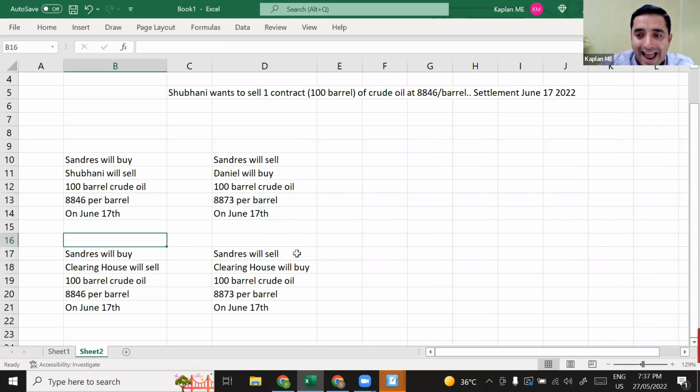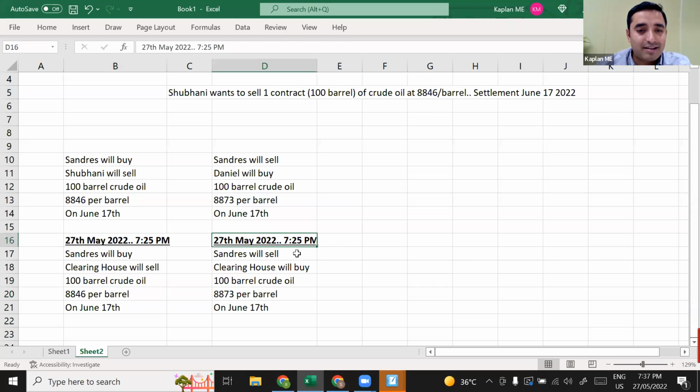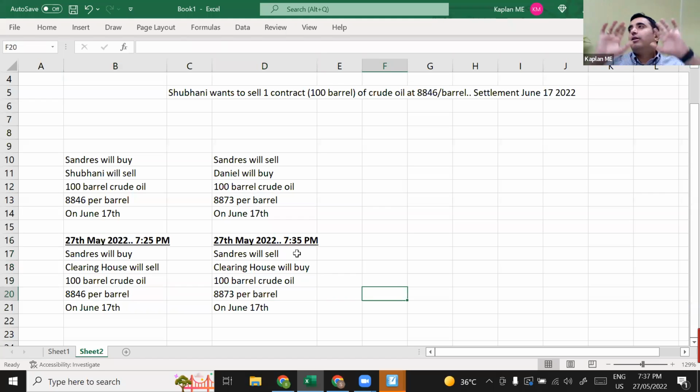Think of it this way. On 27th May 2022, somewhere at 7:25 p.m., Sandres said, Sandres will buy. Clearinghouse said, I'll sell 100 barrel crude oil at 8846 on 17th June. And maybe 10 minutes later at 7:35 p.m., what did Sandres say? Sandres will sell. Clearinghouse will buy 100 barrel crude oil at 8873. Now tell me, what is going to happen on 17th of June?